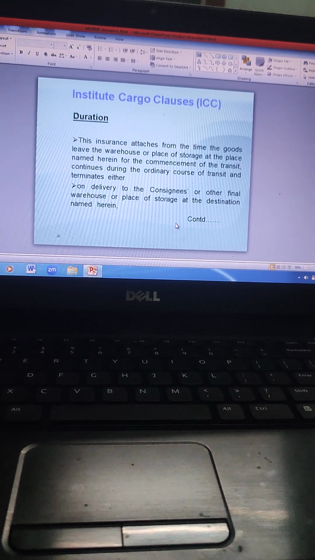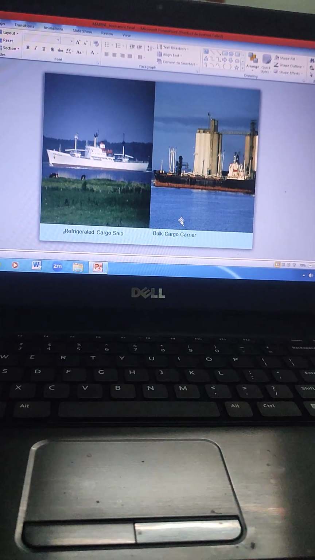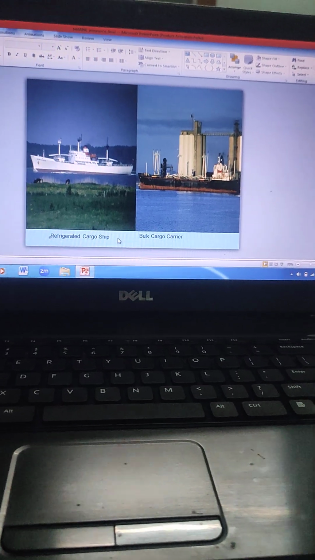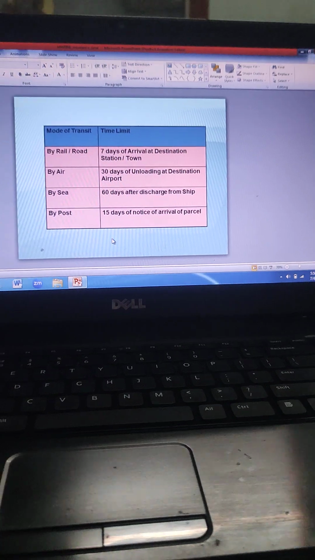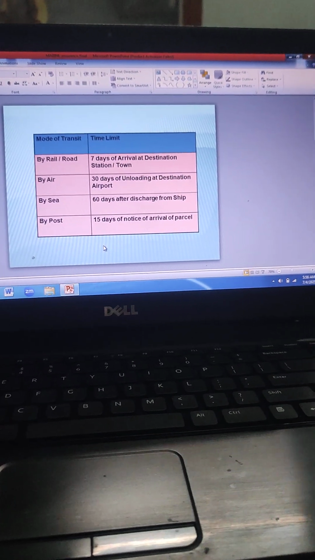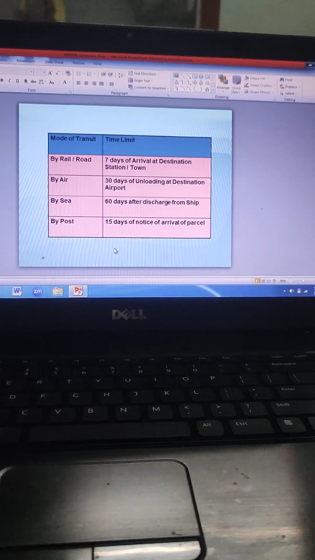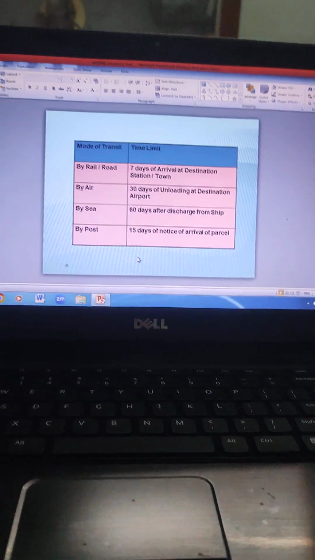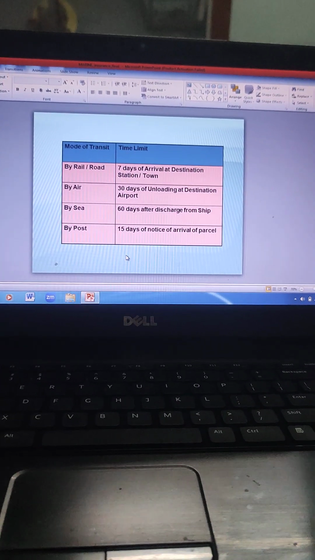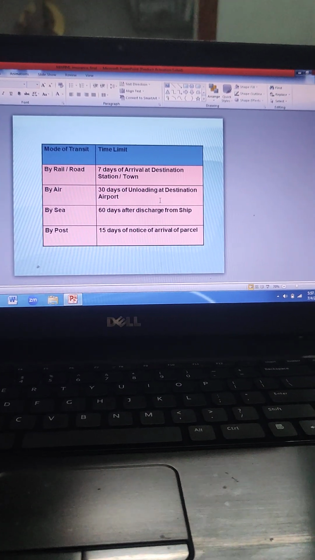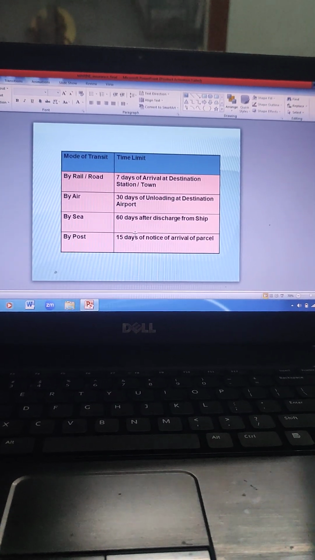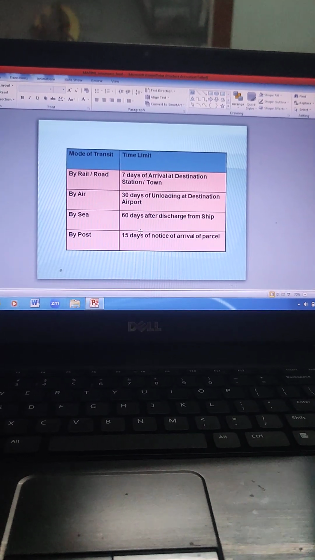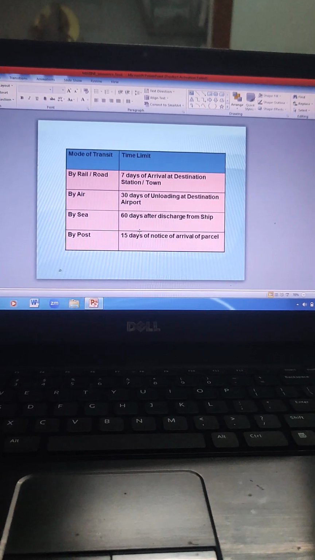Then Institute Cargo Clauses have different durations. These are for refrigerated cargo ships and bulk cargo carriers. So duration continues. The duration time limit is like this. Mode of transit: by railroad, 7 days of arrival at destination; by air, 30 days of unloading at destination airport; by sea, 60 days after discharge from ship; and by post, 15 days of notice of arrival of parcel.